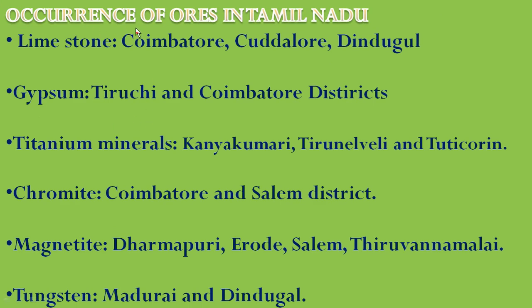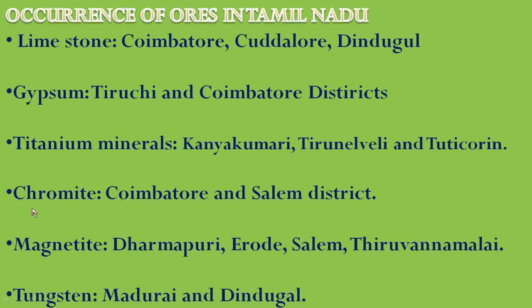Now come to the next topic: what are the occurrences of ores in Tamil Nadu? Here are 6 places with some of the ores present in Tamil Nadu. The first one, limestone, is present in Coimbatore, Cuddalore and Dindigul. The gypsum is present in Tiruchi and Coimbatore districts. The third one, titanium minerals, is in Kanyakumari, Tirunelveli and Tuticorin.